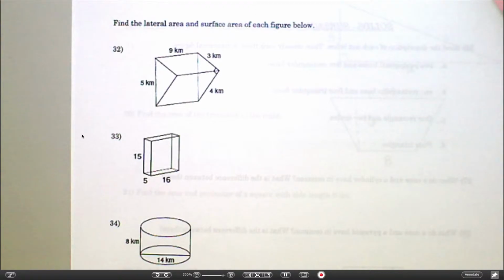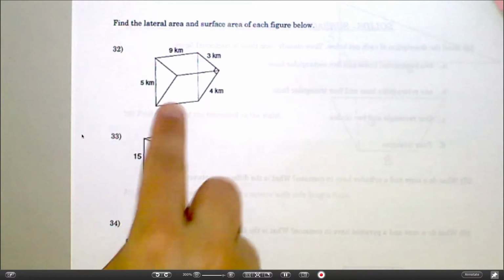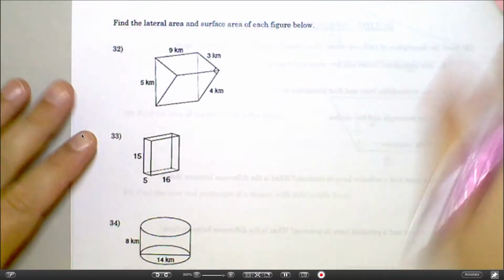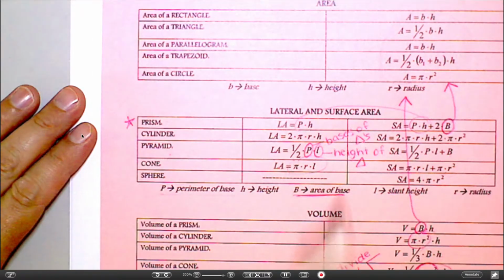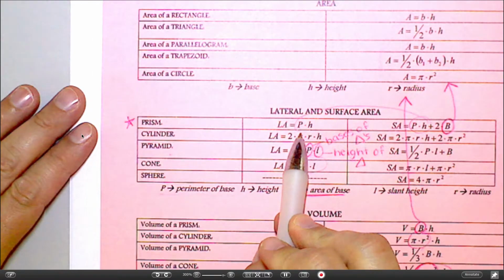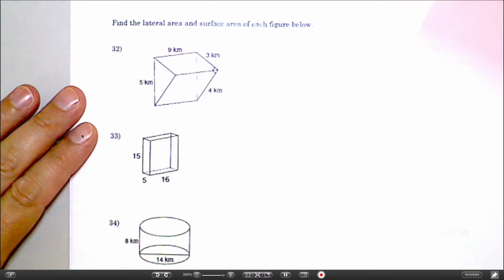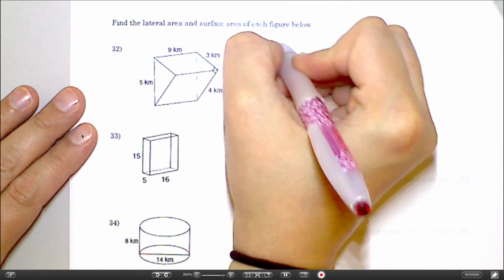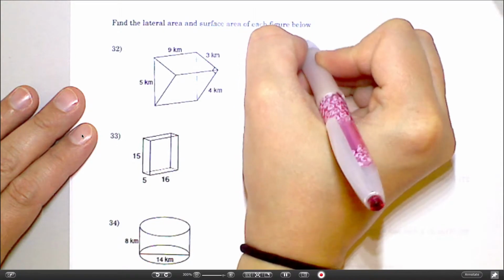Thank you. What shape is this in number 32? That's a trapezoid. Nope. Number 32, what is that? It's a prism. It's a triangular prism. So, lateral area of a prism is perimeter times height. Write this down. Lateral area equals perimeter times height.